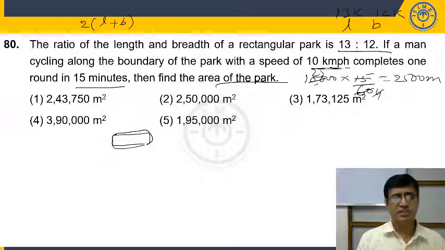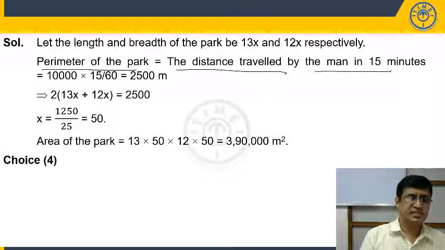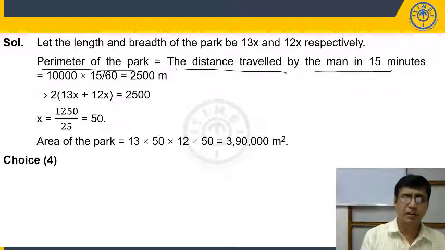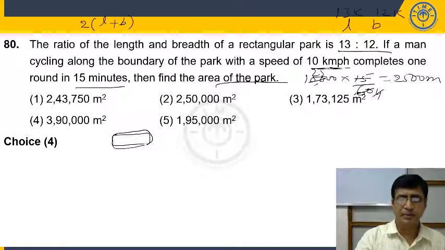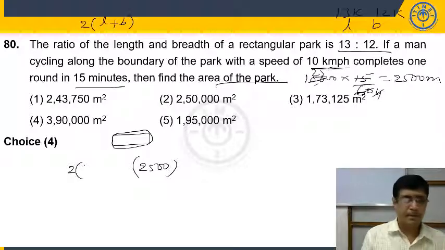The total distance covered is equal to speed times time. I will show you here. Just look at this one. The perimeter of the park is equal to the distance traveled by the man in 15 minutes. 15 minutes is equal to how much here? It is 2500. So 2500 is equal to 2 times 13k plus 12k.